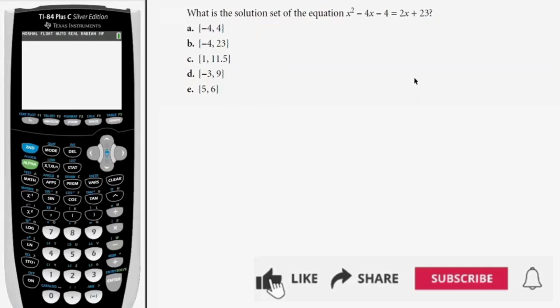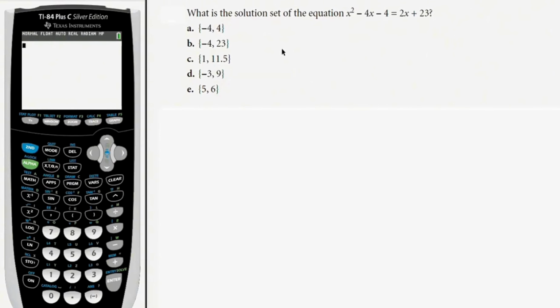In this video, we're going to learn how to solve this ACT math question easy and fast using the TI-84 plus scientific calculator. Alright, so the question says, what is the solution set of the equation x squared minus 4x minus 4 equals 2x plus 23.